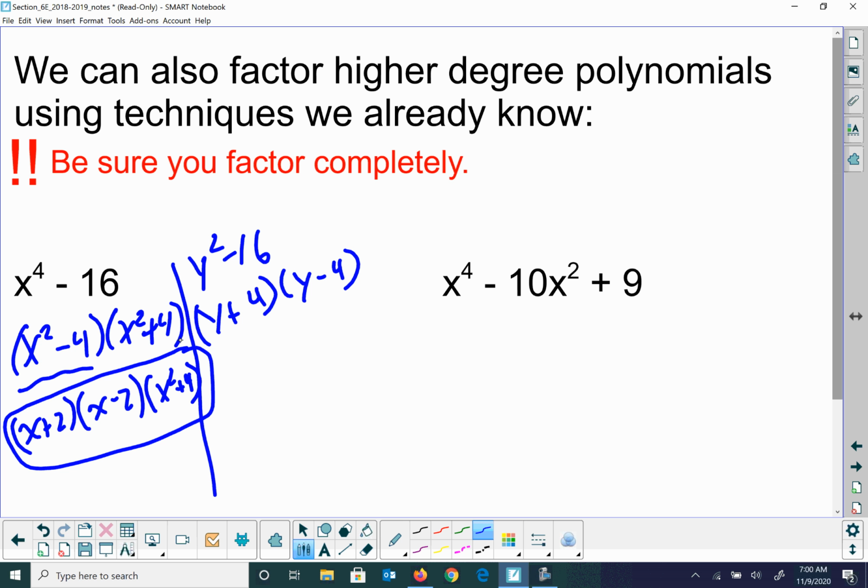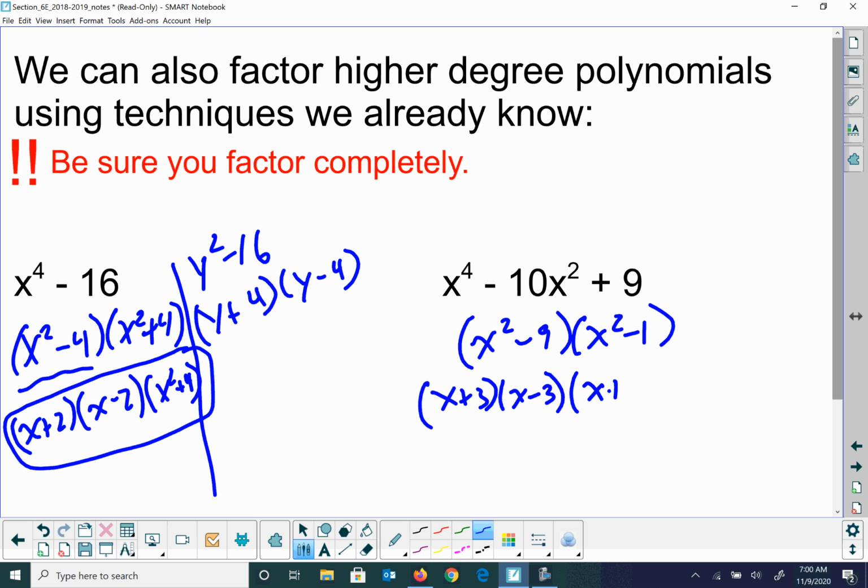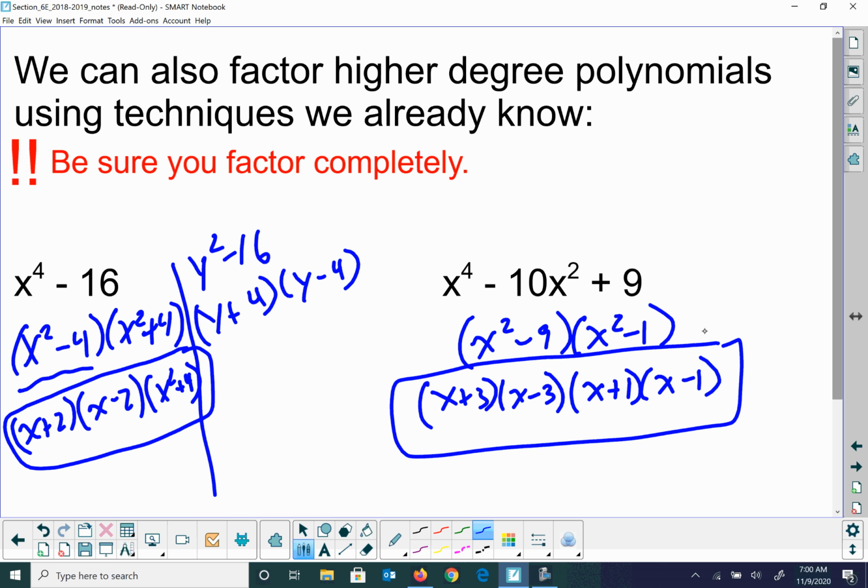So let's take that same exact operation and think about it with this one. This would work as x squared minus 9 and x squared minus 1. If I FOILed that out, I'd get x to the 4th minus 10x squared plus 9. We have two sets of difference of 2 squares, so that's going to give me x plus 3 and x minus 3. And x squared minus 1 also breaks down to x plus 1 and x minus 1, because that's also the difference of 2 squares. So you want to make sure you factor these all together and break it down to binomials as best you can.